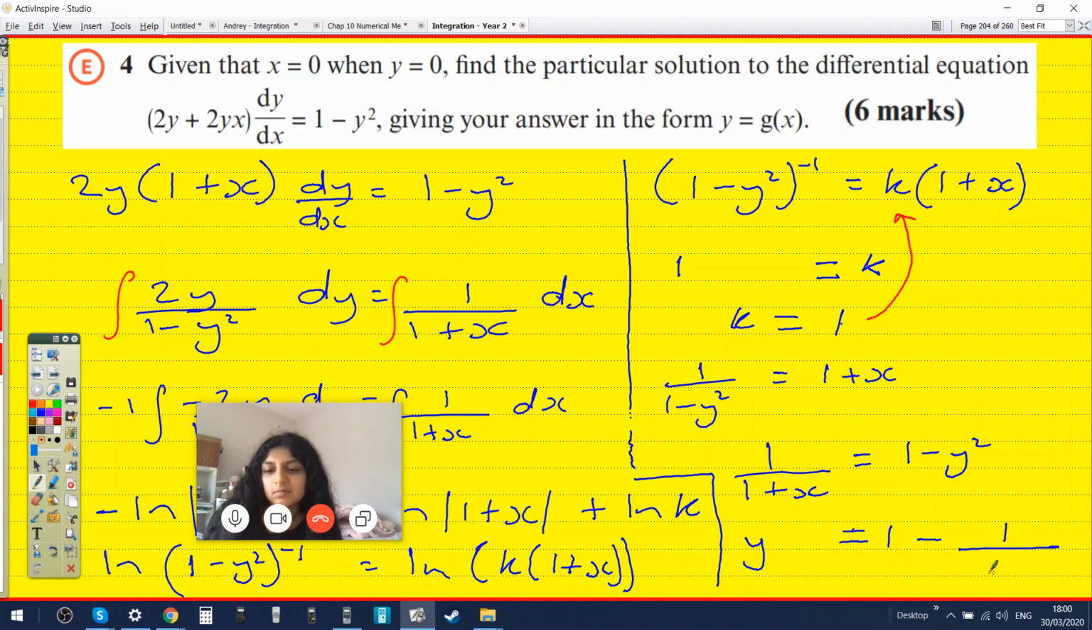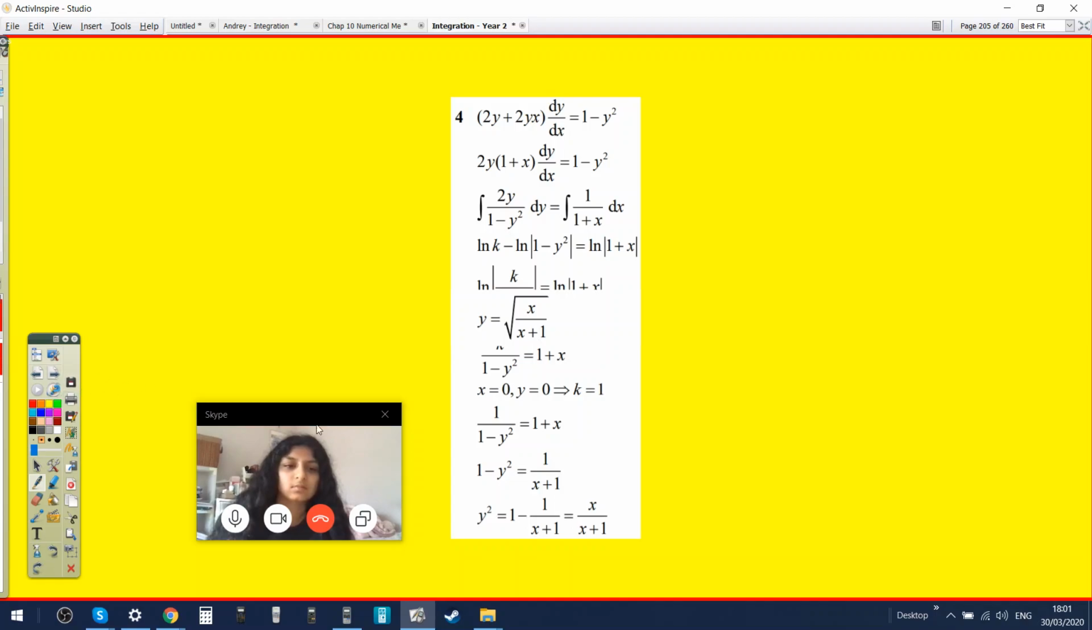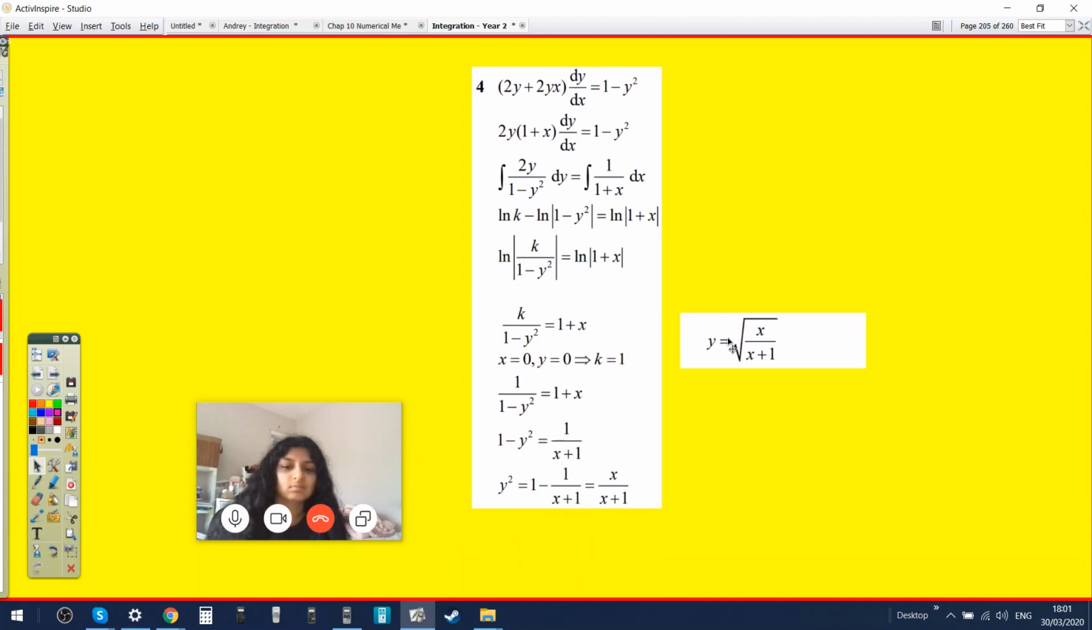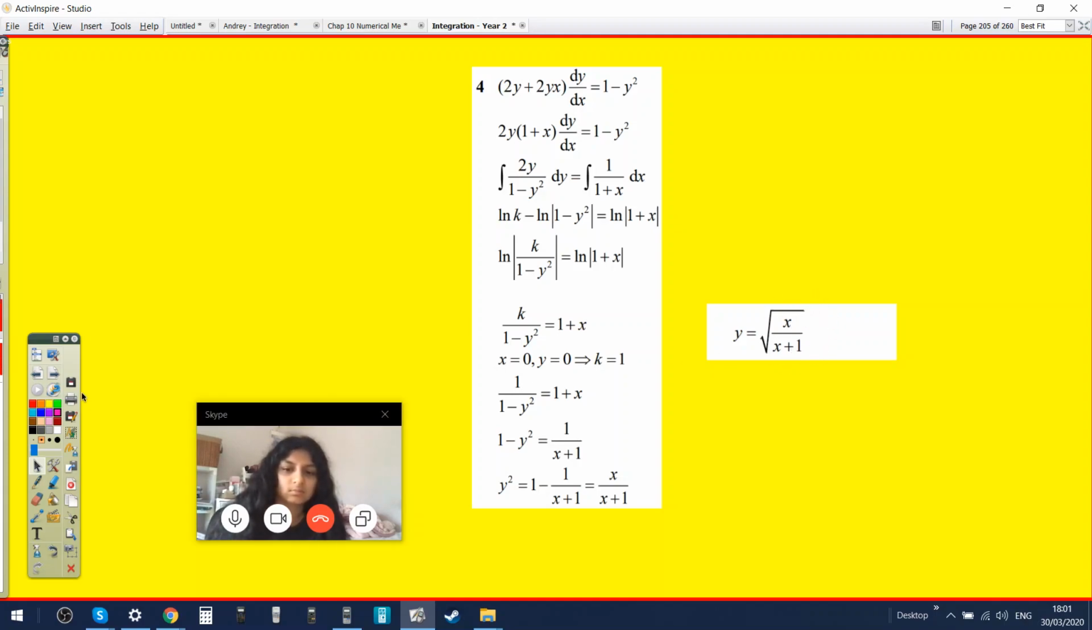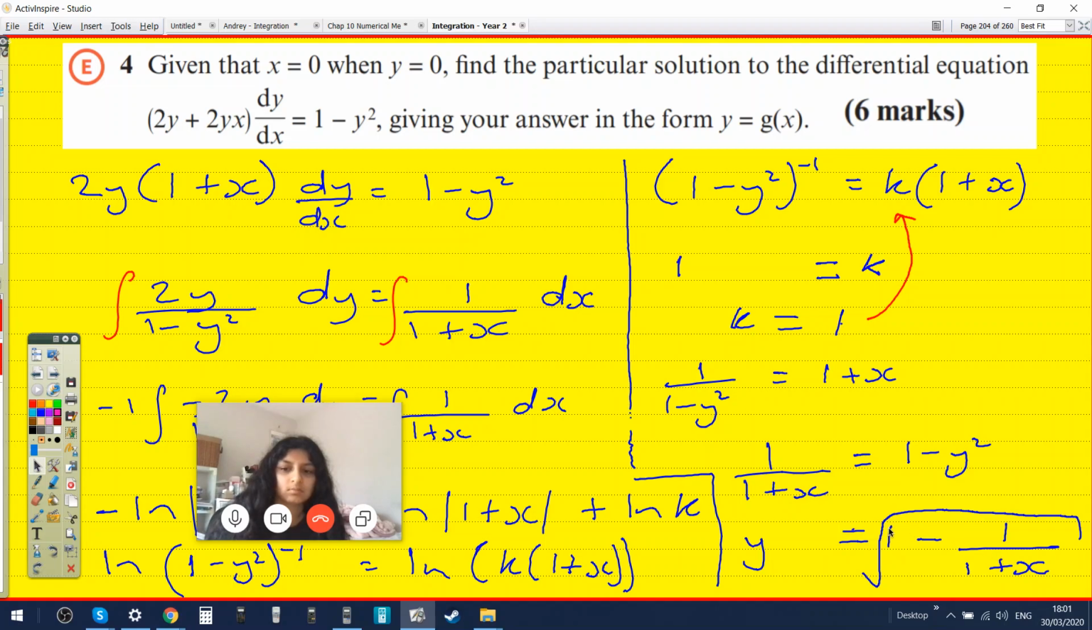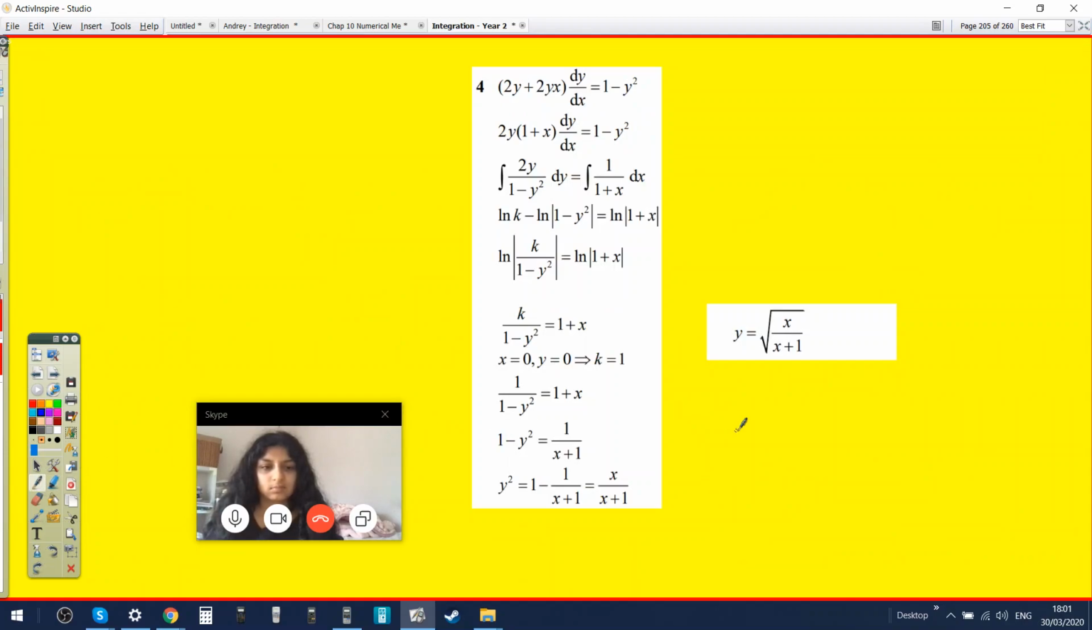Minus 1 over 1 plus x, and then square root the whole thing. There's a few different ways to write that. So y equals... they actually added those two together. I was just wondering if they would do that, but you don't quite need to. 1 is the same as 1 plus x over 1 plus x, so x over 1 plus x. Same thing. Great. Any questions there?